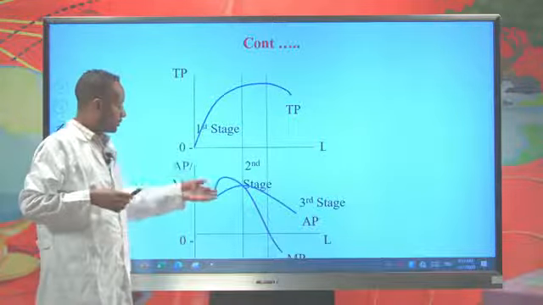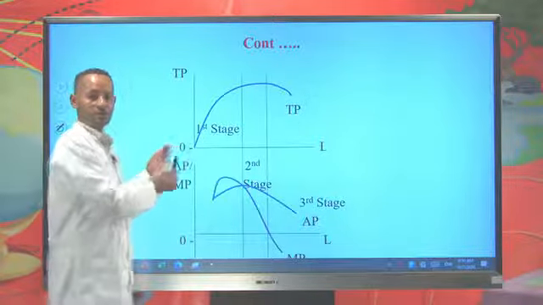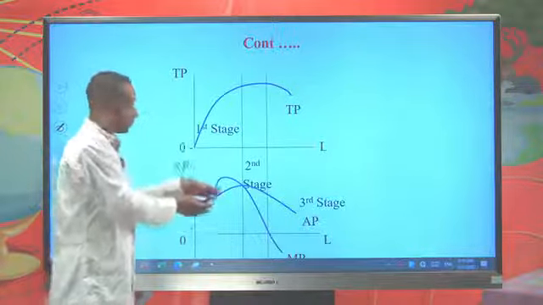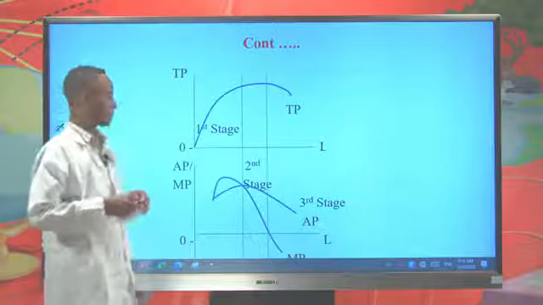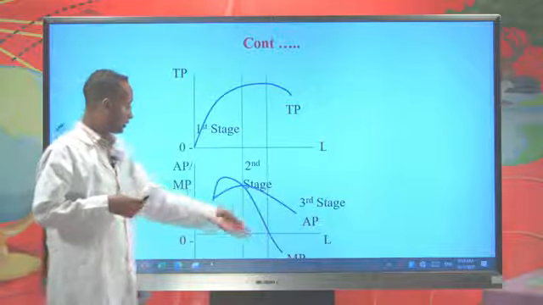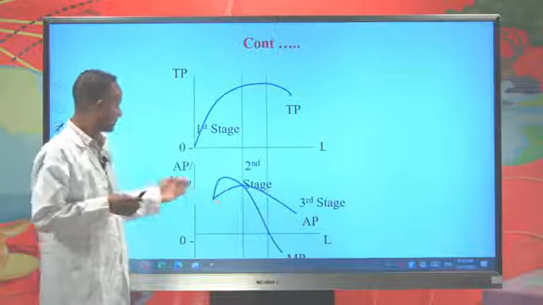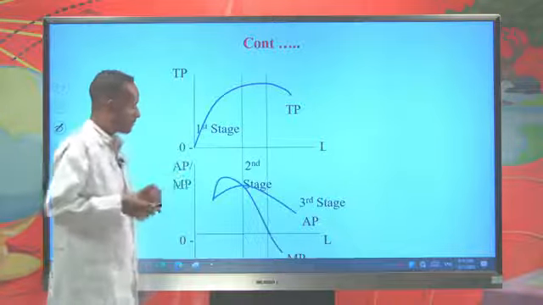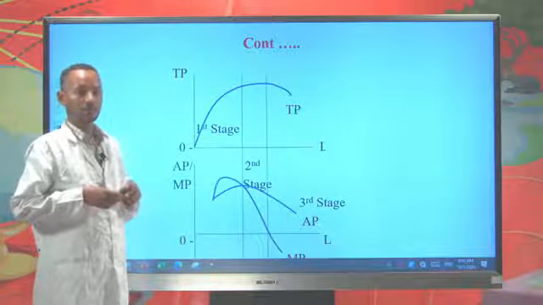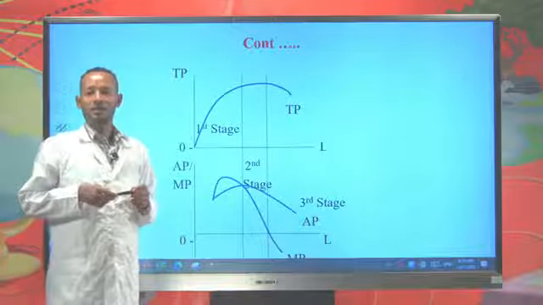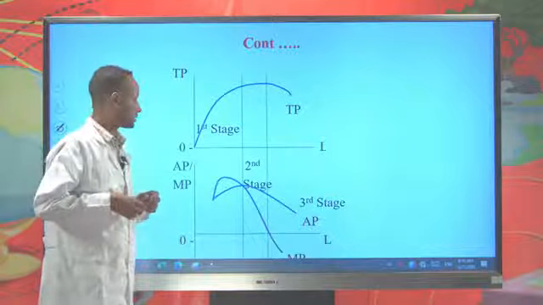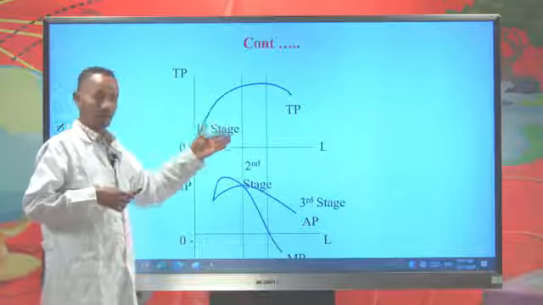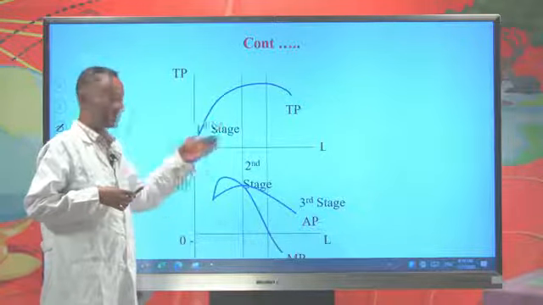Again, in order to plot the average product of the variable input labor, just represent all the values of average products in the y-axis and all the values of the variable input labor in the x-axis. Similarly, in order to plot the marginal product of the variable input labor, just represent all the values of marginal products in the y-axis and all the values of the variable input labor in the x-axis. Now, from this curve, we can point out some relationships between total products and average products and marginal products.